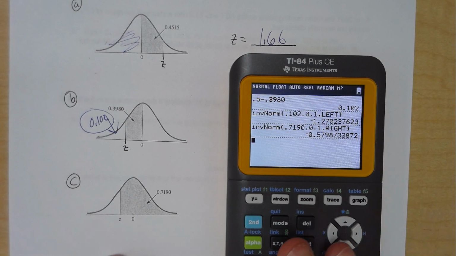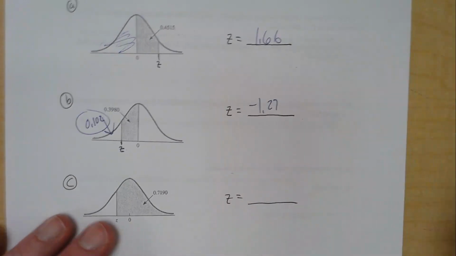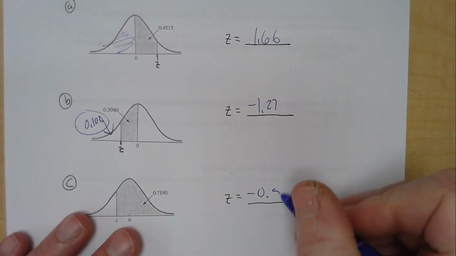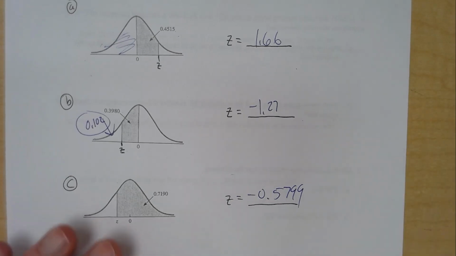So 57.99, negative 0.5799. Okay, so there's that page.